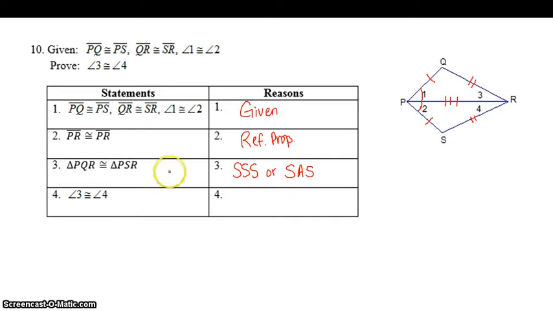Then when we go one step further, now that I know these are congruent, then I could mark everything else congruent. So angle 3 corresponds to angle 4. So I could mark those, and the reason is CPCTC. Corresponding parts of congruent triangles are congruent. So once you know you've got congruent triangles, then everything else that's not marked, all the other corresponding parts, will be congruent to each other because of this. And that's it.